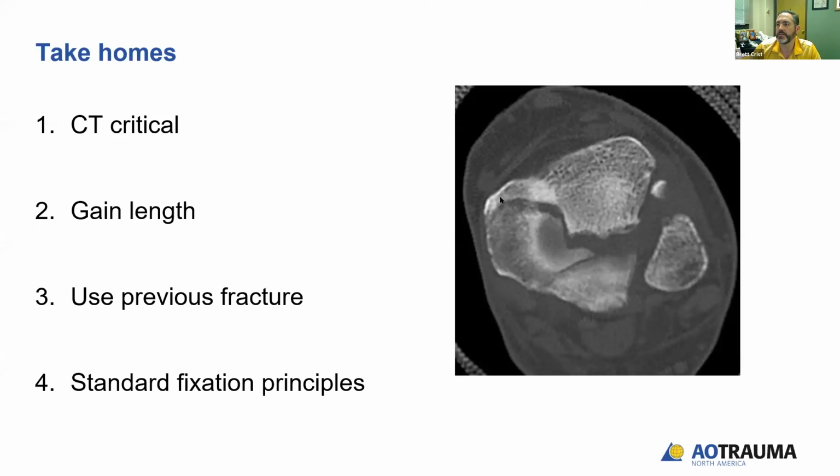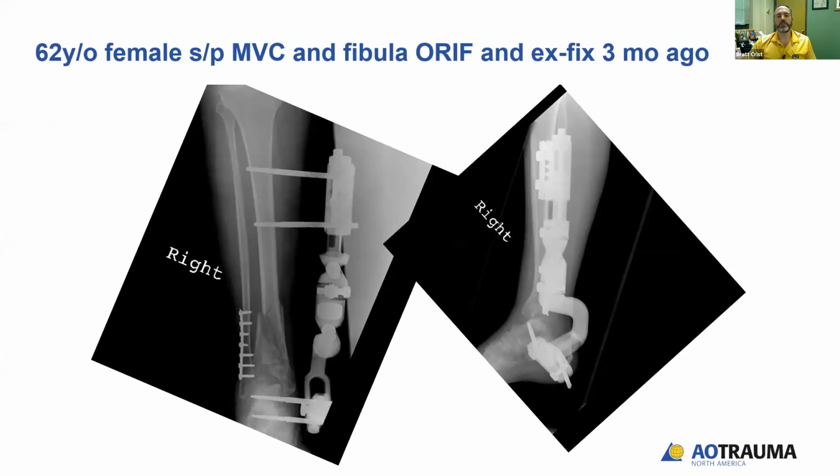Utilizing the previous fracture lines is really helpful and gives you the plane that you need to go through, and then using standard fixation principles like Mitch said, getting buttress fixation and also compression across the joint. We'll try to move through this a little bit quick.